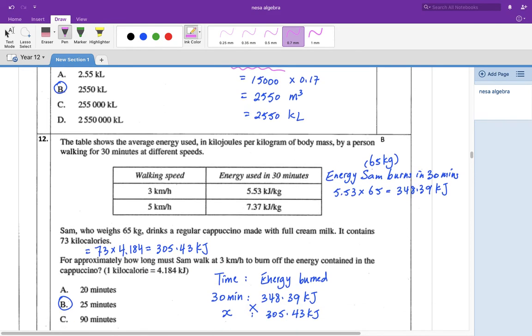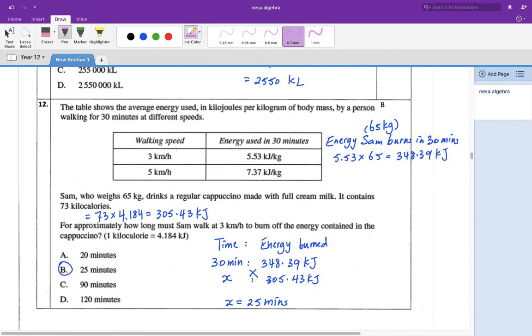Alright, question 12. It tells you the unit energy used, so that's per kilogram. But I know Sam is 65 kilograms. So with the unit energy used, you just times it by the weight. That's how much Sam burns in 30 minutes. So that's the calories, that's the energy he burns.